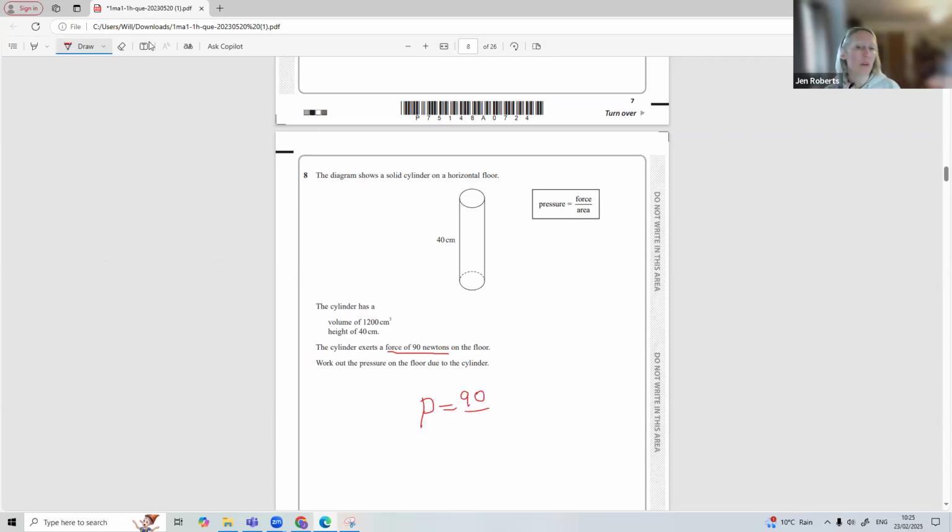Well, what information we've got to find the area of the cylinder? To find the volume of a cylinder, it's area of base times height, pi r squared h. So we know the area of the base, which I'm not sure of. I'm going to call it A, times 40 is 1,200. Let's make A the subject by dividing both sides by 40. Cancel the zeros. 120 divided by 4, 30. What's 90 divided by 30? 3.